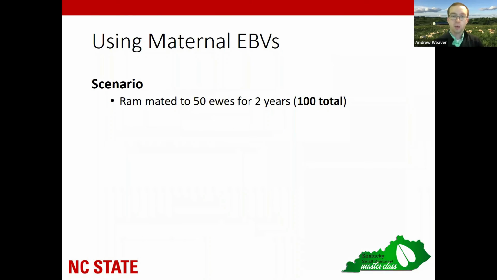So for our scenario, we're going to use one of these two rams for 2 years, mate them to 50 ewes each year. So 100 total ewes will be bred by one ram or the other, depending on what ram we decide to use.